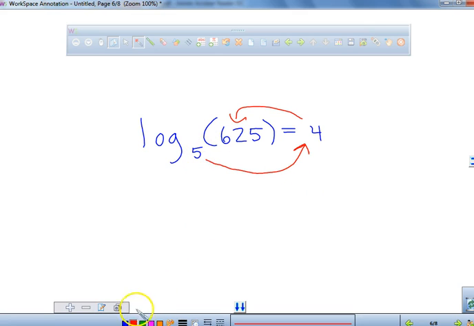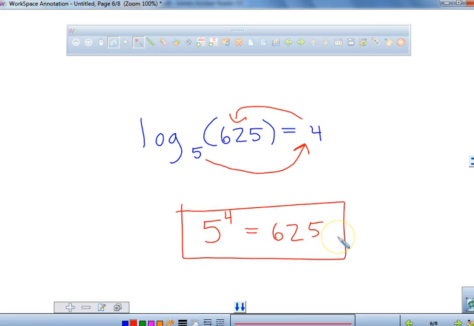I want you to understand that your final answer is going to be 5 raised to the power of 4 equals the number 625. That's how you go back. From one world into the other world. If you're in logarithmic form and you want to go to exponential form, just go around the world. And you've gone into the other dimension.